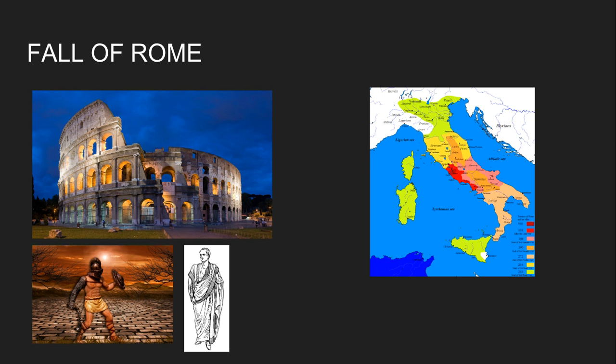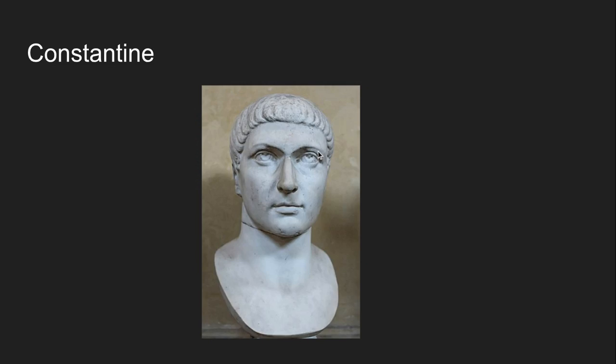All right, now we want to discuss the fall of Rome. Here's some images. This is Italy. The Colosseum, gladiators, some rulers. Let's get into it. All right, so this is Constantine. Constantine has the cool haircut. So he's the first guy that we're going to talk about. So we go in the order.